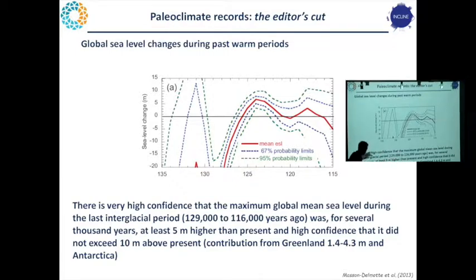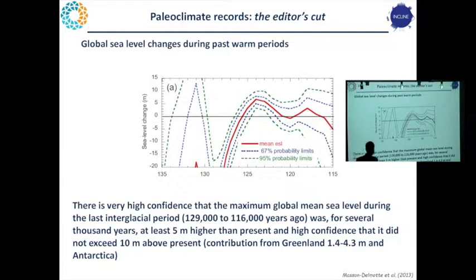So there is very high confidence that the maximum global sea level during the last interglacial, say from 129 to 116,000 years before the present, was for several thousand years at least 5 meters higher than present, and high confidence that it did not exceed 10 meters. Okay, it was not higher than 10 meters. Oh, nice, between 5 and 10.